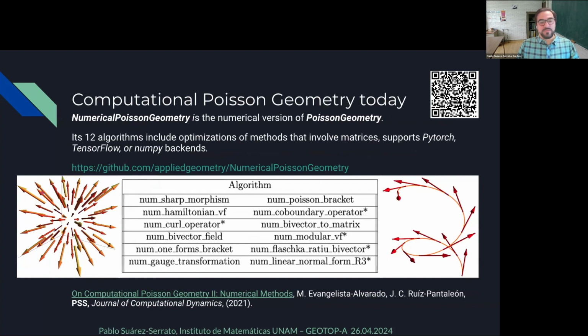And we have a counterpart that's a numerical version of this that includes optimizations of methods that involve matrices, and it also plugs into PyTorch, TensorFlow, or NumPy. Now, I'd like to highlight that these are kind of one-of-a-kind computational toolkits, and I want to use the rest of my time to explain how we developed a machine learning, deep learning system to perform discovery and regression of symbolic Hamiltonian dynamics using these toolkits.